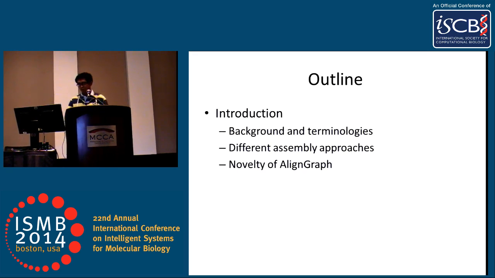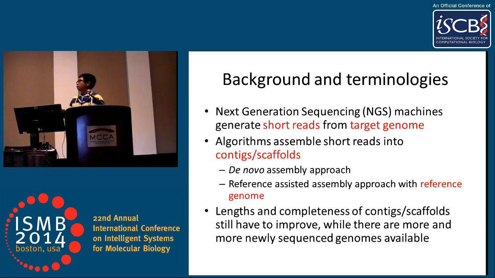So let's see the introduction part first. Next generation sequencing machines can generate short reads from a target genome. So here, the target genome means the genome to be sequenced. And assembly algorithms can assemble short reads into contigs or scaffolds. There are basically two assembly approaches. One approach is the de novo approach, and the other approach is the reference-assisted approach with the reference genome. So here, the reference genome means a genome from a closely related species. So it is different from the target genome.